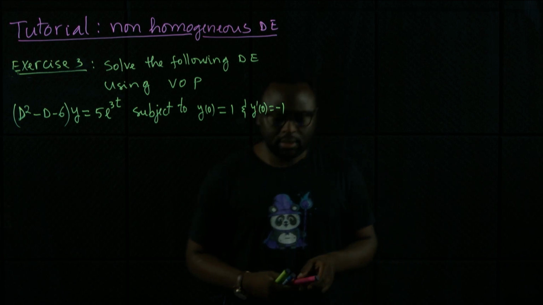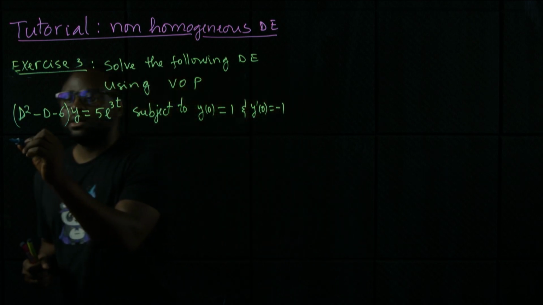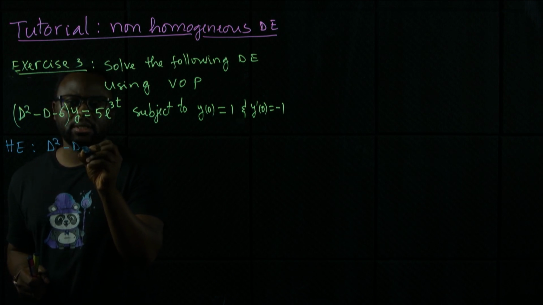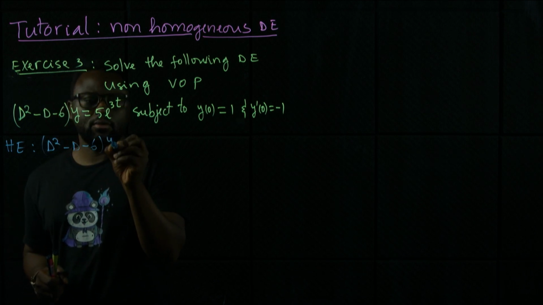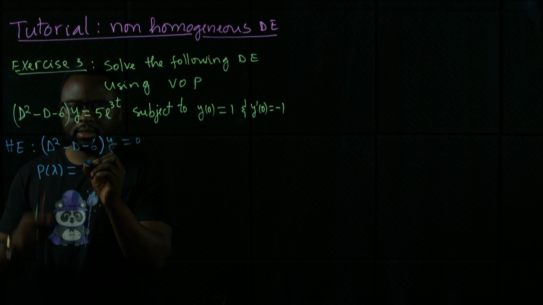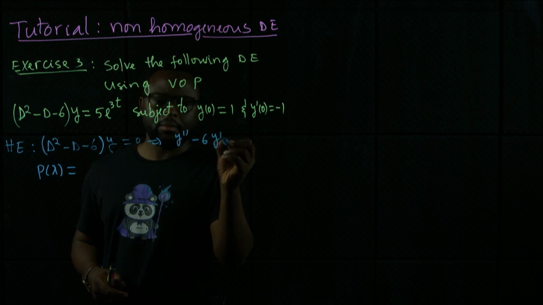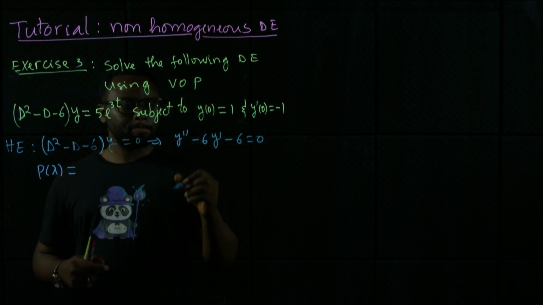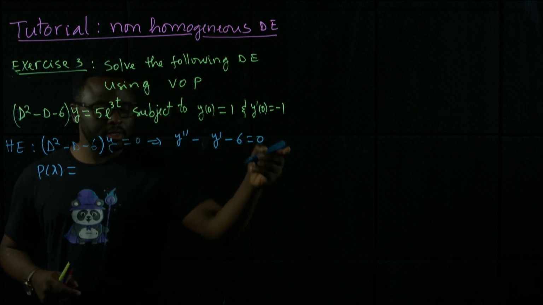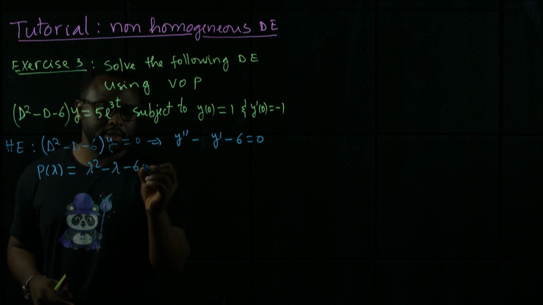All right, let's start. What's the homogeneous equation associated to this non-homogeneous equation? The homogeneous equation here is D squared minus D minus 6 applied to y equals 0. The auxiliary polynomial is p of lambda. As you all know, this equation is similar to y double prime minus y prime minus 6y equals 0. This polynomial is lambda squared minus lambda minus 6 equals 0.